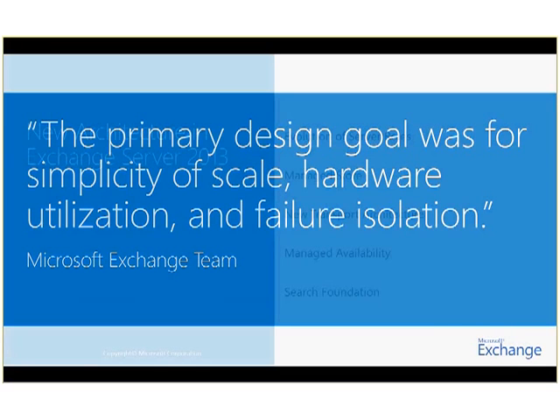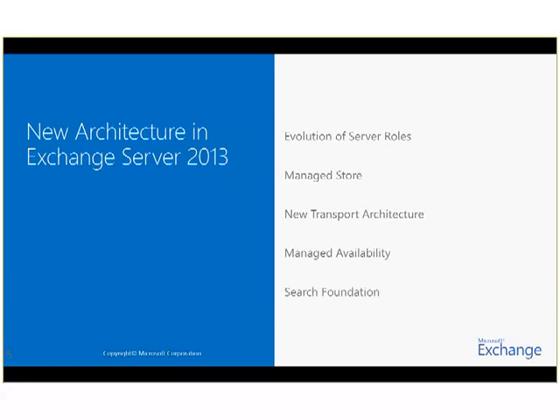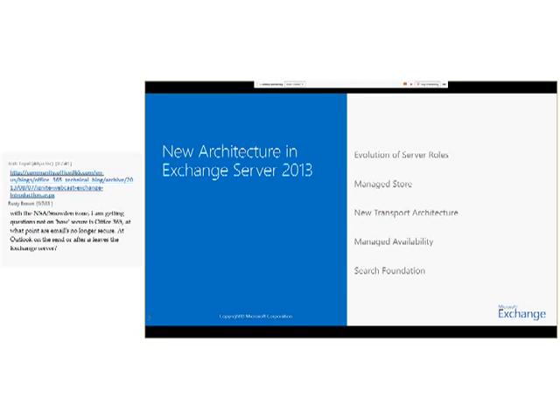Now, the primary architecture changes I want to discuss today include this evolution of the server roles, as well as new technology called the Managed Store, new transport architecture in Exchange 2013, some more new technology called Managed Availability, and some new search technology we have called Search Foundation. And there's also unified messaging and voice architectural changes, which I'll discuss later in this presentation as well.